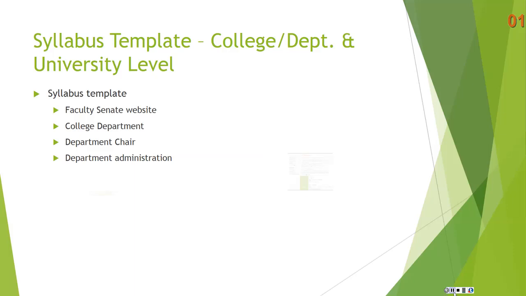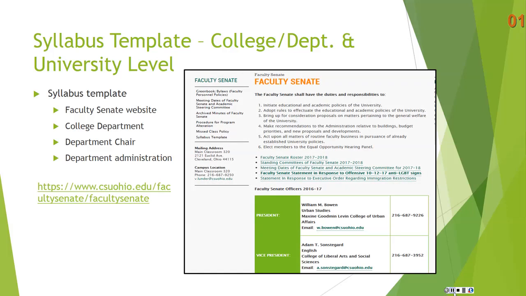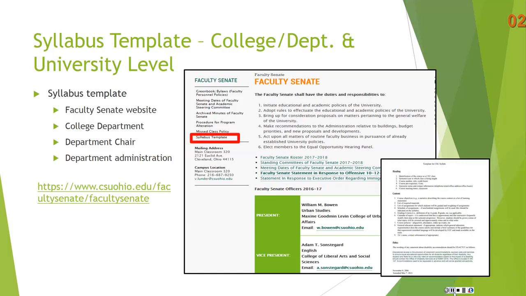A syllabus template is available at the university. Visit the Faculty Senate website for more information. Work with your department to determine their expectations. Departments should collect syllabi every semester. Check with your department for details. The department chair can explain the policy regarding the accepted department procedure for adapting or changing syllabi.